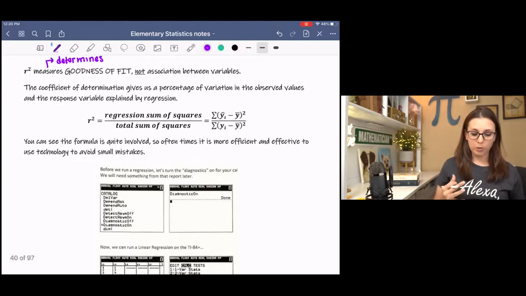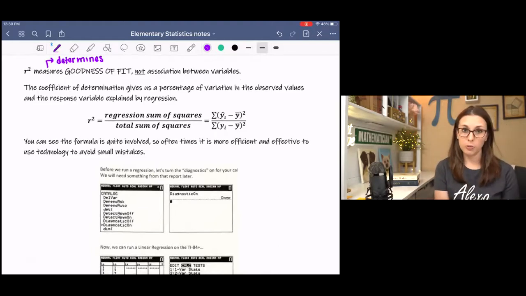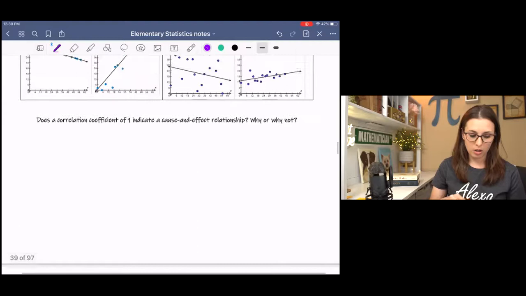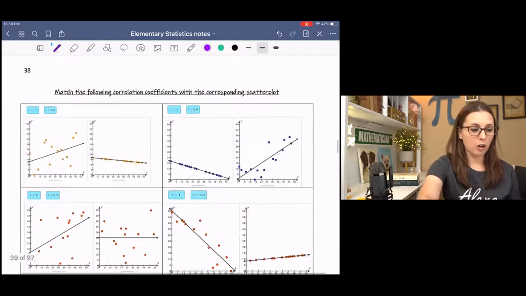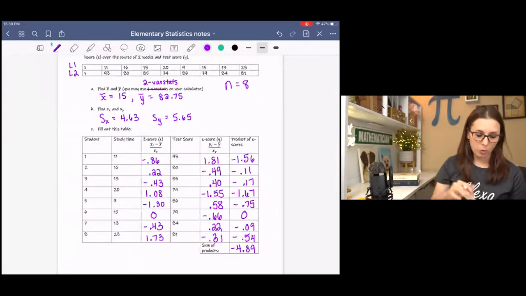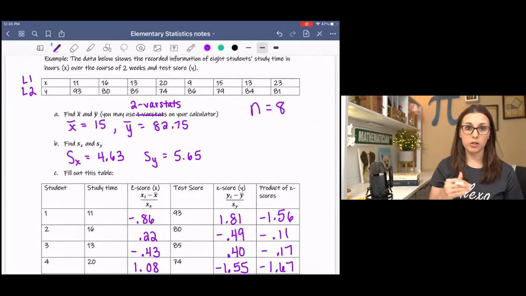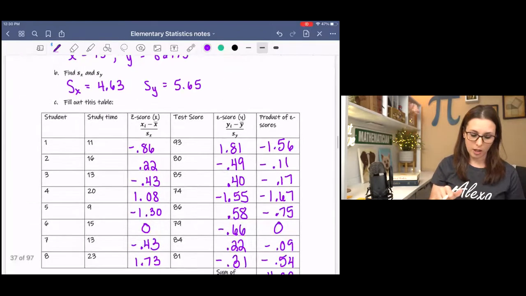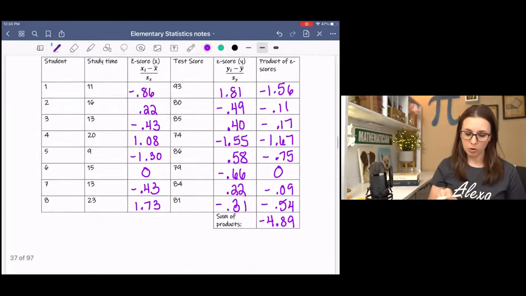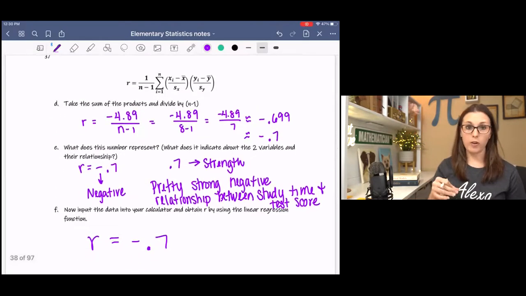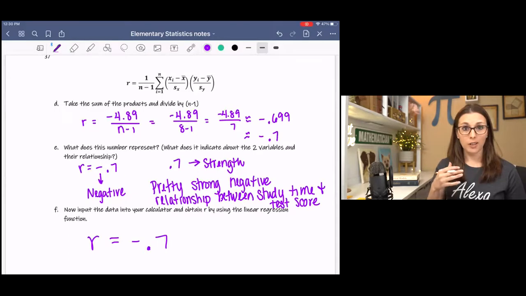And we do have a formula for finding R squared. I am not going to go through the formula in this video because it is a bit tedious. And I do have a video on finding R, which involved the data set with the study times versus the test score. We did this whole table. We added everything up, divided by n-1, and we found R. I'm going to give you a little shortcut.